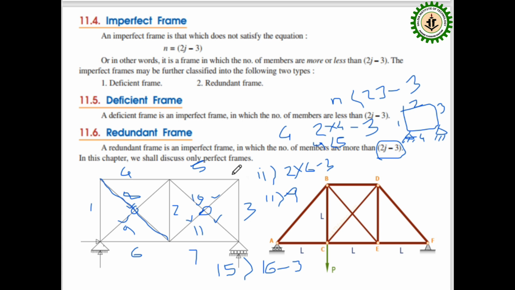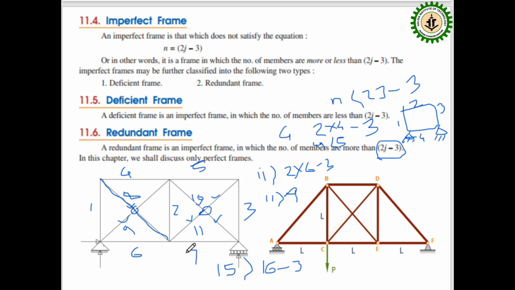In our courses, deficient frames and redundant frames are not covered. In solid mechanics we have only the perfect frame, and a perfect frame can be analyzed by two methods. Later on we will discuss these two methods, and with the help of these two methods we can easily calculate any type of perfect frame in very minimal time.